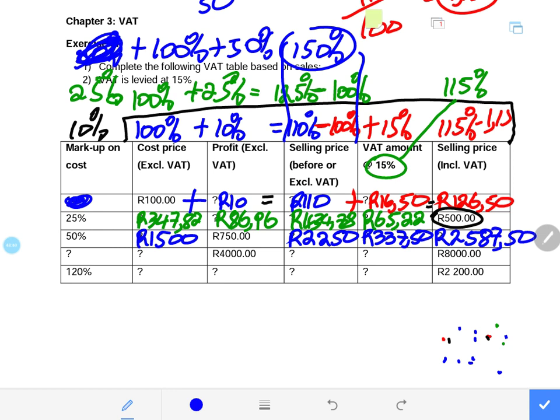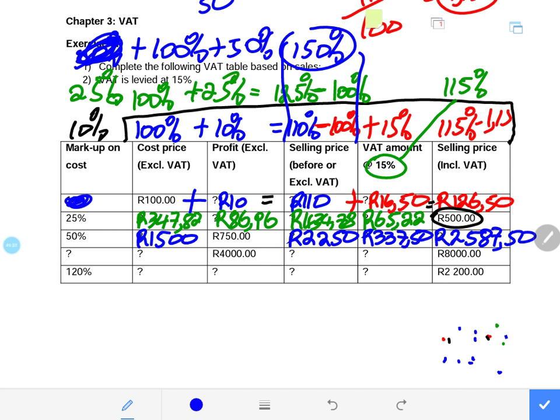Now we are provided with these two: 8,000 selling price including VAT, and 4,000 profit amount calculated from the cost price. Now let me just jump in between. We can use any one, remember. Let us start with the 8,000 including VAT, and from here jump to the amount that excludes VAT, and from there jump to the cost price. Now let us test and see if that is possible.